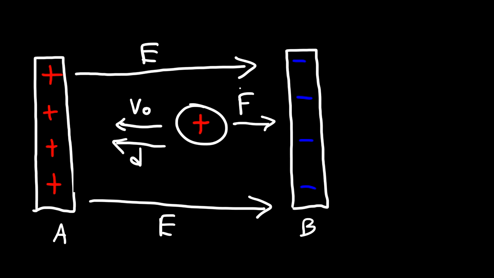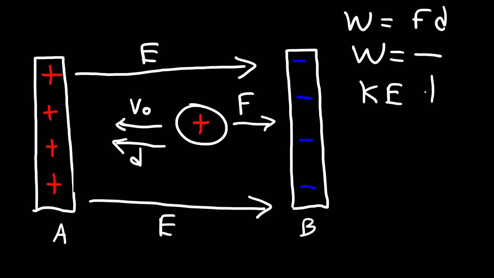And so because the force and the displacement vector are anti-parallel or opposite, based on this equation, work equals force times displacement, the work done on this charge by the electric field is negative. So what does that mean? If the work done is negative, that means that the kinetic energy is decreasing. If you recall from the work energy principle, work is equal to the change in kinetic energy.